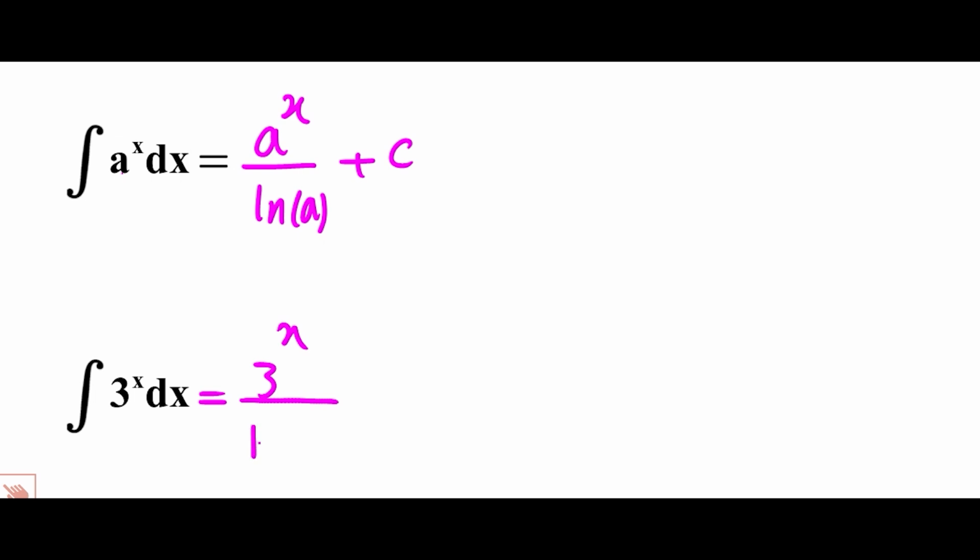The integral of a to the x dx. The integral of a to the x dx equals a to the x over ln of a plus c. For example, the integral of 3 to the x dx equals 3 to the x over ln of 3 plus c. That's it. It's very simple.